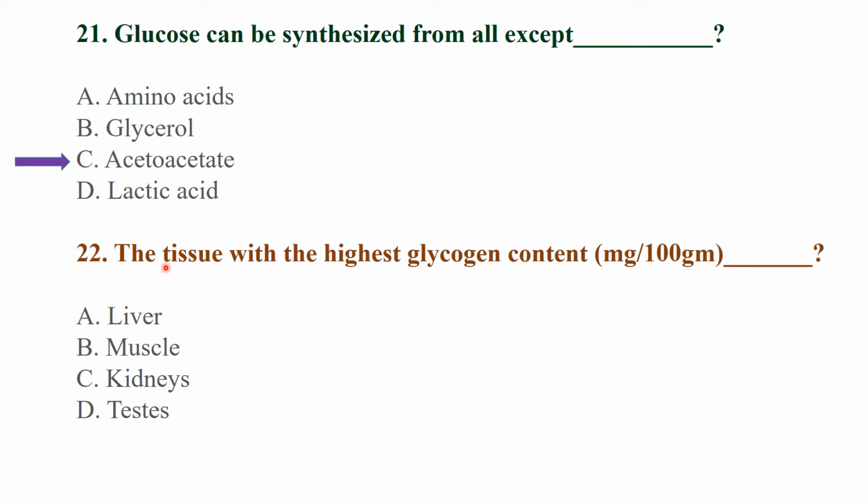The tissue with the highest glycogen content per 100 gram is the liver. Sometimes it is also the muscles. So if skeletal muscles come, that can also be an option, but here since liver is an option, the tissue with highest glycogen content is the liver.